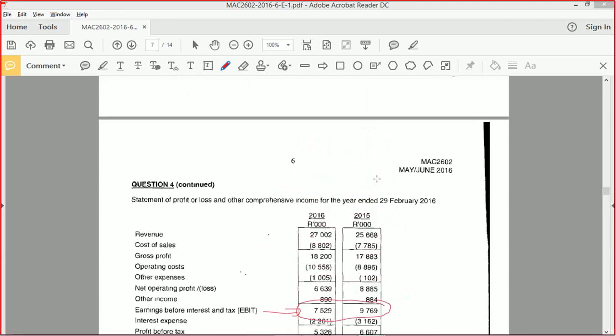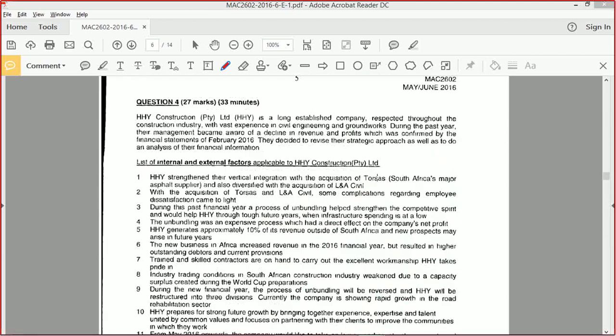Let's go to the question. Where's the question? There it is. Okay, so let's see what we've got. HHY Construction is a long-established company, respected throughout the construction industry with vast experience in civil engineering and groundworks. Okay, that's already a strength there. Vast experience. That means they're established. That's good. During the past year, their management became aware of a decline in revenue and profits, which was confirmed by the financial statements of Feb.